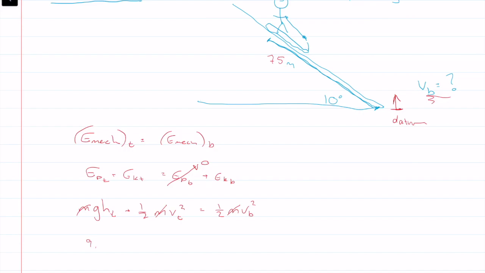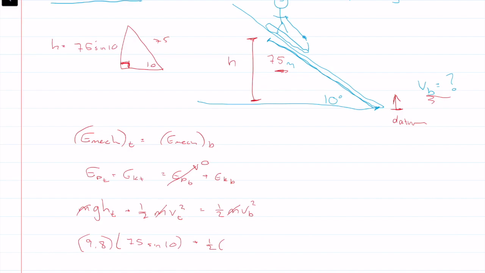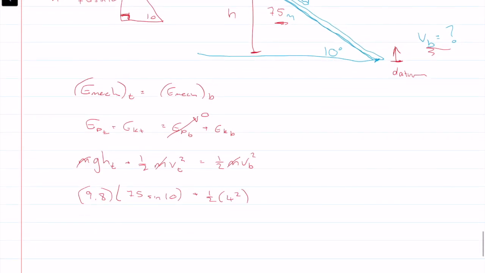So what we're left with is 9.8 times our height at the top. Okay, so what is the height? Okay, is it the 75 meters? No, okay, right? Our height is this height right here, h. Okay, and if we look at this, what we actually have is this height right here. We have 10 degrees, we have 75, and we have a right angled triangle, right? So we can say h is actually equal to 75 sine 10. So 9.8 times 75 sine 10 plus a half times our velocity at the top, which is 4 squared, is equal to a half times the velocity at the bottom squared.